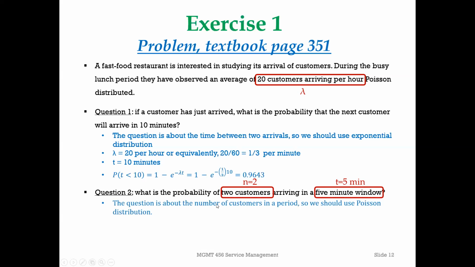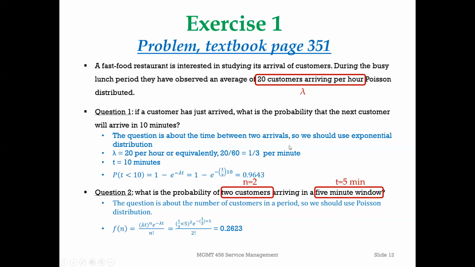So this question is about the number of customers in a period, so we use Poisson distribution. So we use a formula. As you can see, this is a little bit complicated formula. This formula requires three pieces of information, n and t and lambda. Lambda is again 1/3, t is 5 minutes, and n is 2, with 2 factorial. So you do the math, you get 0.2623. So basically, there is a little over 26% probability that you will observe exactly 2 customers in a 5-minute window.